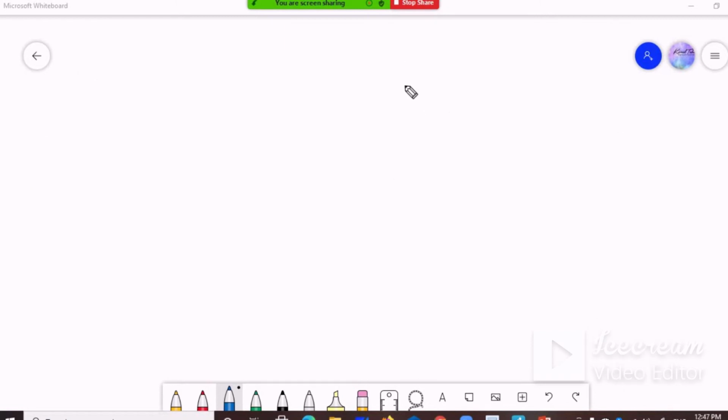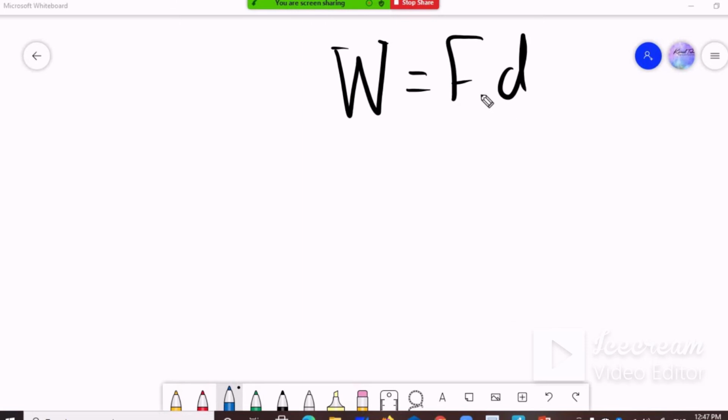About the unit of work. We said that work equals FD when they are parallel with each other. Work is measured by joule. Joule is the unit of work, like energy is also measured by joule. And F is measured by what? Anyone remember, guys? F unit? Newton. Excellent. And D? Meters. Yes, excellent. We can say that joule equals Newton meter.